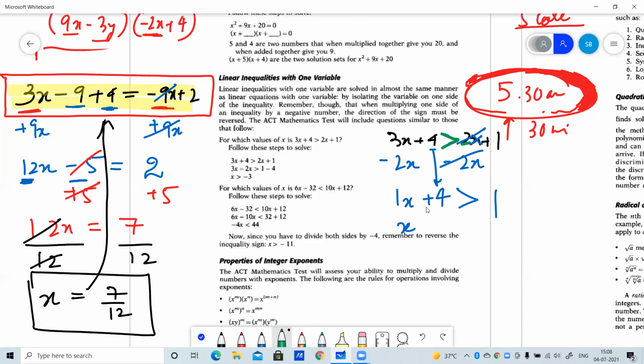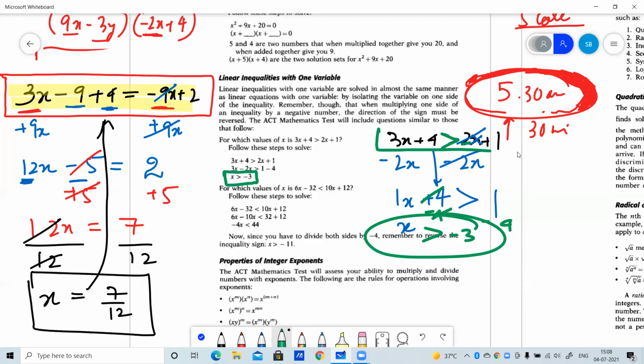Subtract it, right? Subtracting 4 from both sides, you'll get x is greater than 1 minus 4. How much is 1 minus 4? -3. That is the answer. So x has to be greater than -3. That was here also: x has to be greater than -3 for satisfying this inequality.